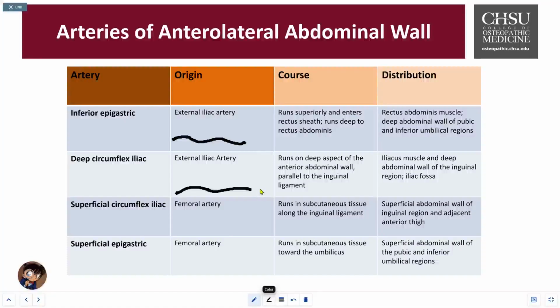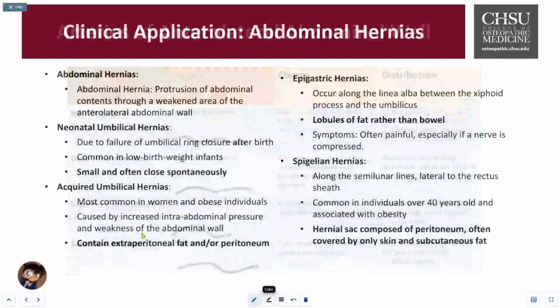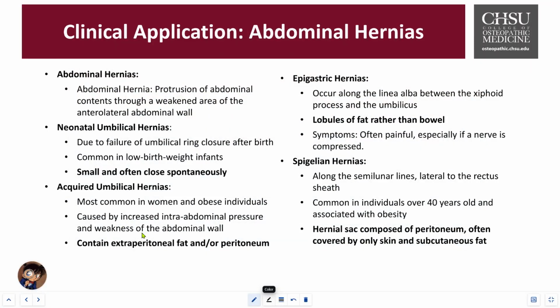The superficial circumflex iliac artery comes from the femoral artery, and the superficial epigastric comes from the femoral artery as well. One of the clinical applications is the abdominal hernias. This occurs when the abdomen contents protrude through a weakened area in the anterolateral abdominal wall. They can be congenital or acquired, and their severity depends on the size, location, and what kind of contents are pushed out. Let's go over a couple of them.